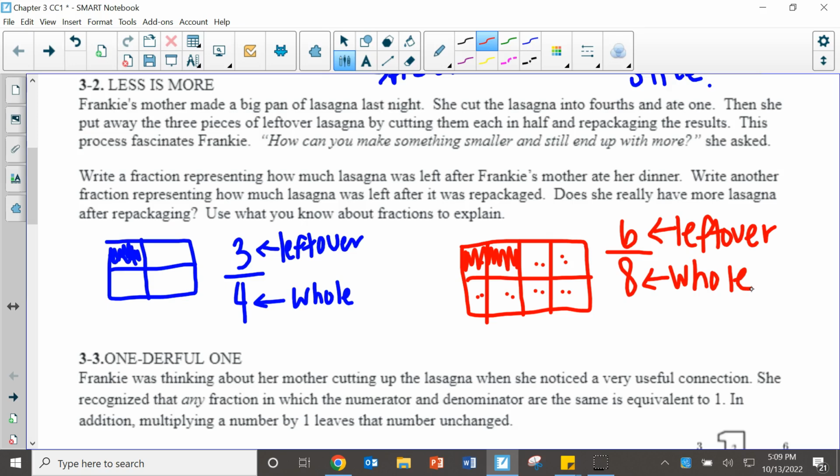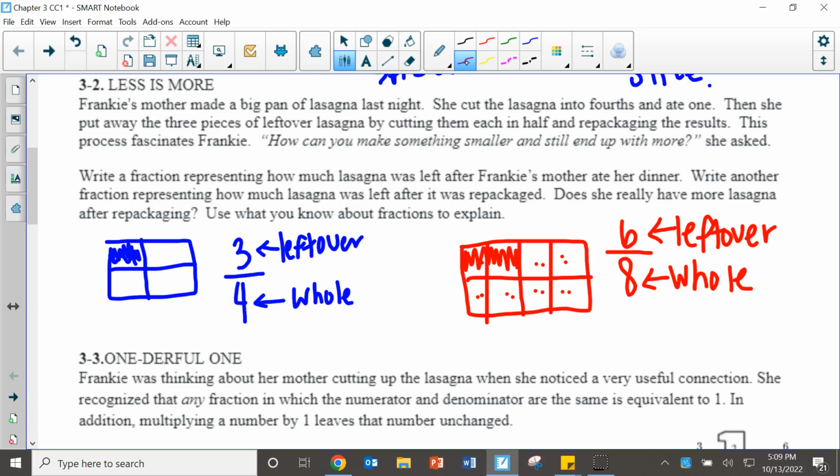Okay, because remember, this is out of what was the total. So yes, she ate a piece, but remember at one time that was a whole lasagna. So that's where that 8 came from, because that is what was there to begin with before she ate a piece. If she cut all those 4s into half, she would have 8.